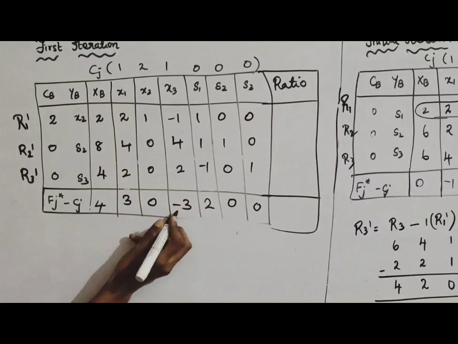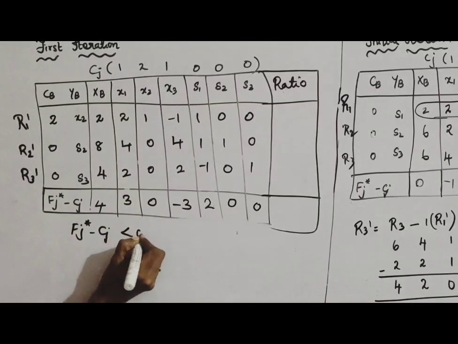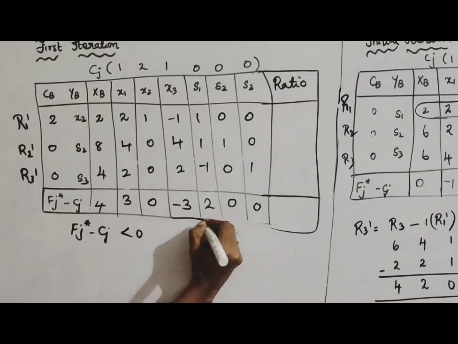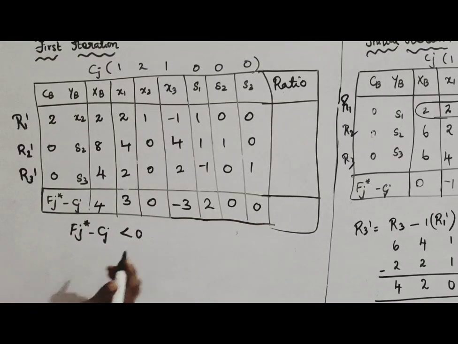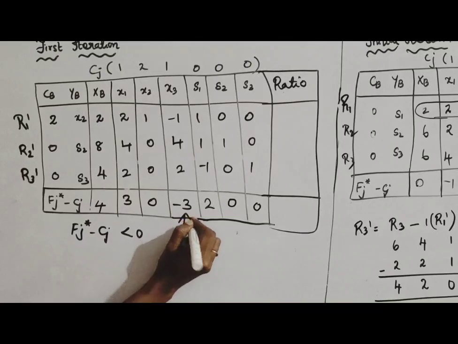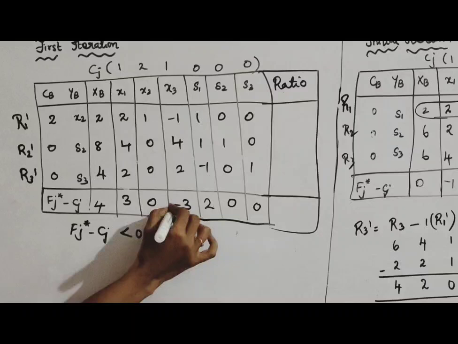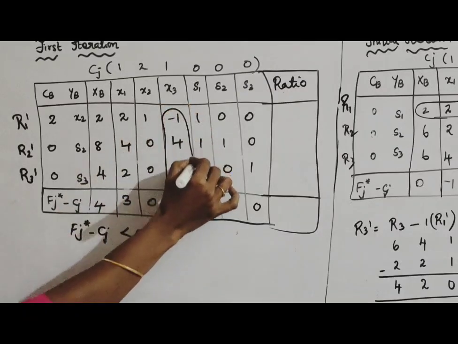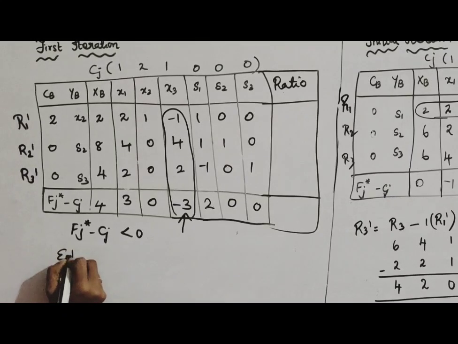Here, at least one xj star minus cj value is less than 0. You have to choose the minimum value, but there is only one negative value. So, you have to choose the variable x3 as the entering variable. Okay, you have to encircle this. This is the pivot column. X3 is the pivot column. Therefore, the entering variable is x3.